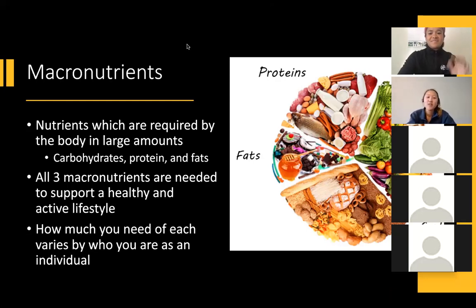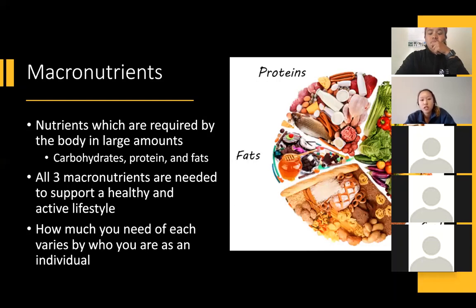Okay. Learning the basics of macronutrients is a great step in the right direction to helping your nutrition stay on track. Macronutrients are essentially nutrients that are required by the body in large amounts. So the three that your body needs are carbohydrates, protein, and fat, and this is all in order to support a healthy and active lifestyle. We're going to go over the general recommendations for a typical adult, but the ratios will vary based on who you are as an individual and what your nutrition and health goals are.